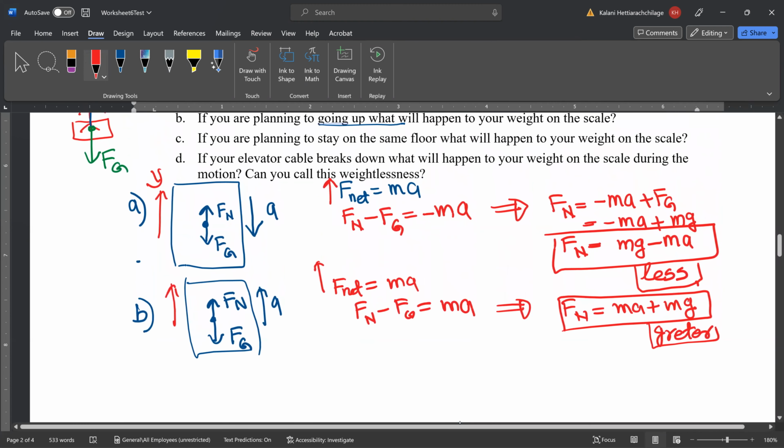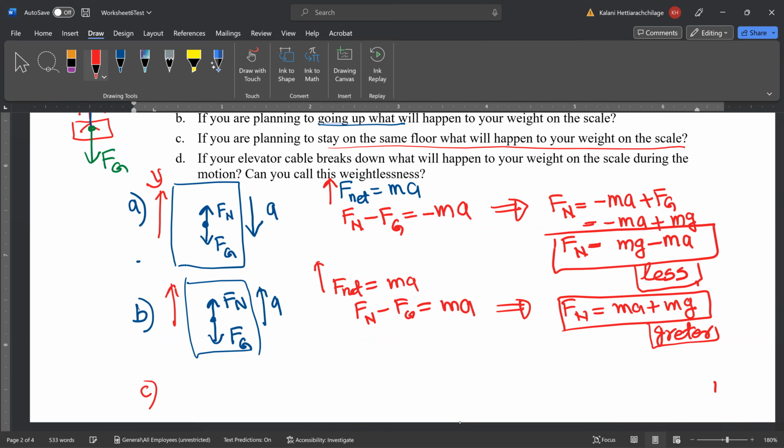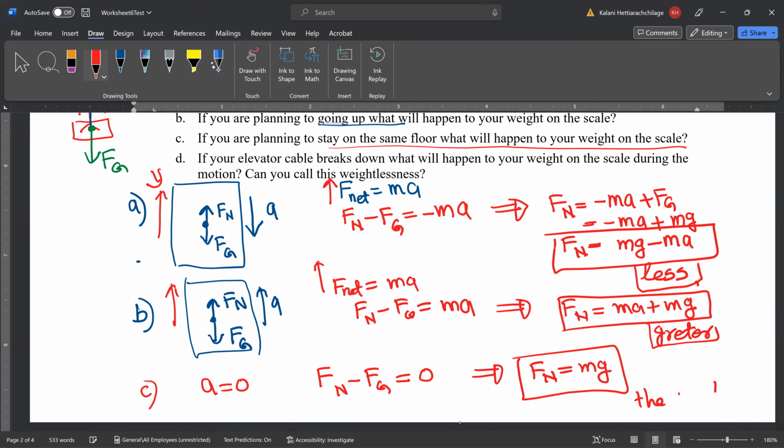Okay, let's move into part C. If you plan to stay on the same floor, what will happen to the weight? Everybody understands that this is the situation where you are not riding the elevator, basically. When you are not riding the elevator, there is no acceleration. When there is no acceleration, as we discussed, Fn minus Fg, the same formula you're going to apply, but with no acceleration. Because of that, normal force is exactly equal to mg. The same, because you are not riding, right?